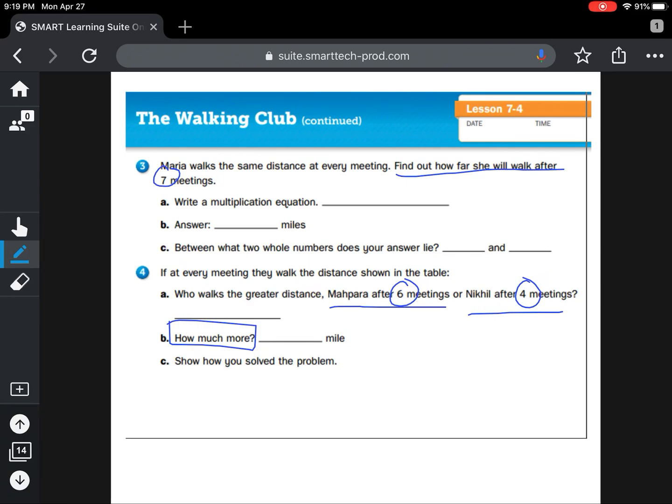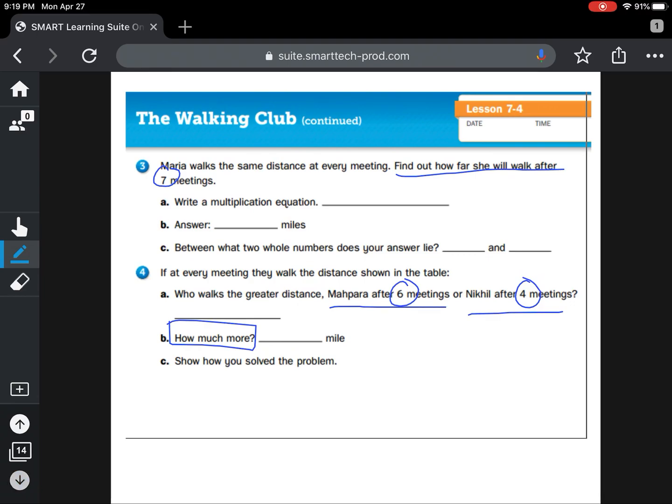Where it says part C, that's where you can show all your work. You can take for Mafera 6 times her distance, and then for Nikhil, 4 times their distance, and then show the subtraction part. I will be asking you to show me all of these answers on the Google form today, so make sure that you work out all parts.